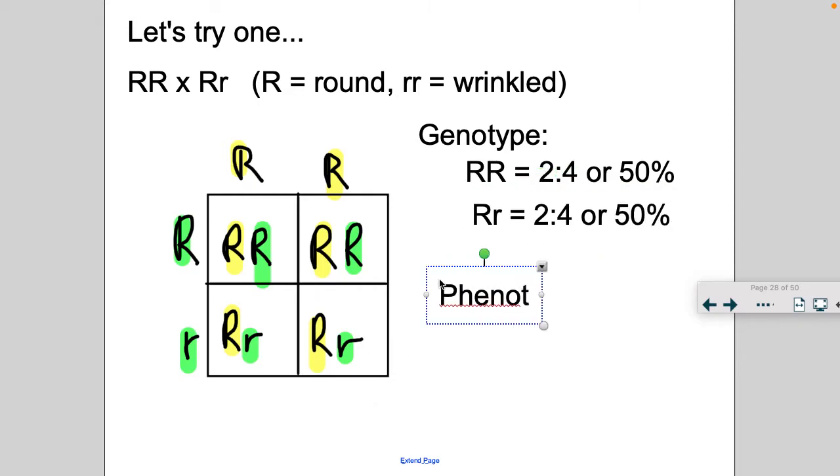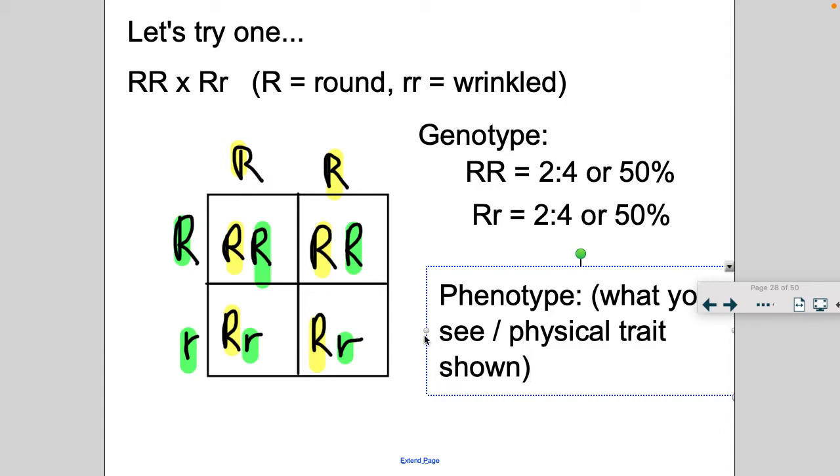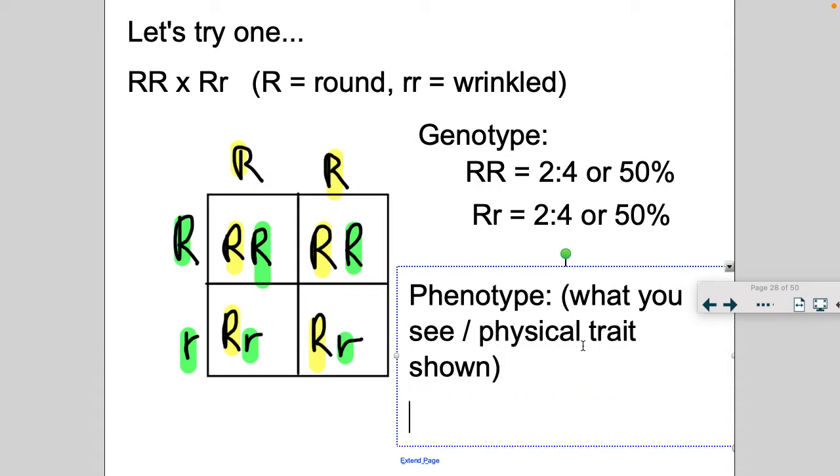Okay, let's take a look at the phenotype. Okay, remember it's what you see. Okay, physical trait. Physical trait shown. So if you are big R, you are round. So no matter what, if you have a big R, you're going to be round. So this one have a big R? Yep. This one have a big R? Yep. This one have a big R? Yep. This one's got a big R? Yep. All right, so round equals 4 out of 4, or 100%.